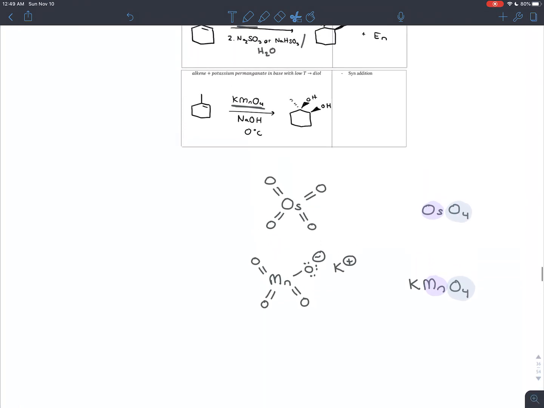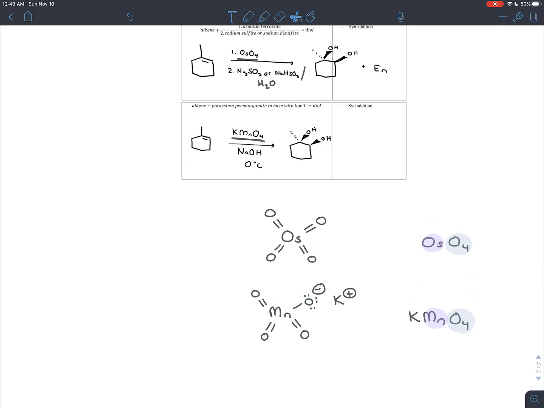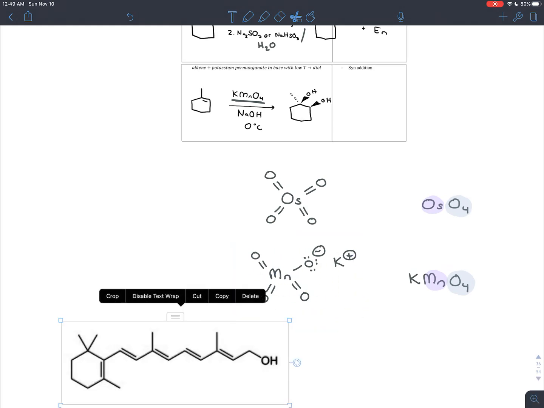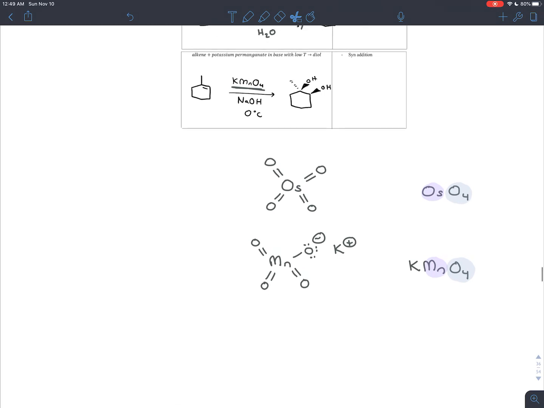So osmium tetroxide is kind of a nasty thing, both for people and for the environment, which is why there is this alternative of potassium permanganate. Potassium permanganate is not as toxic.